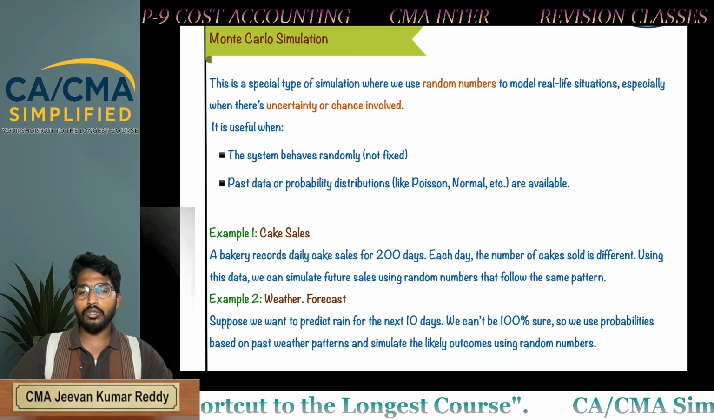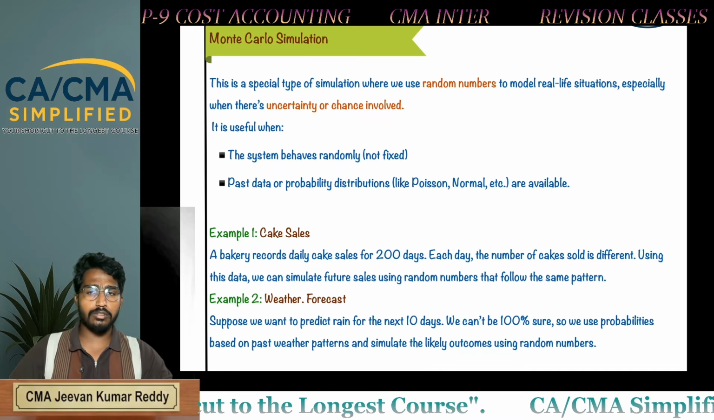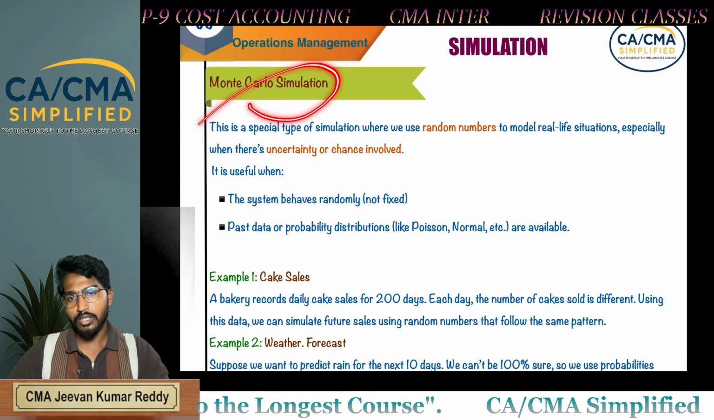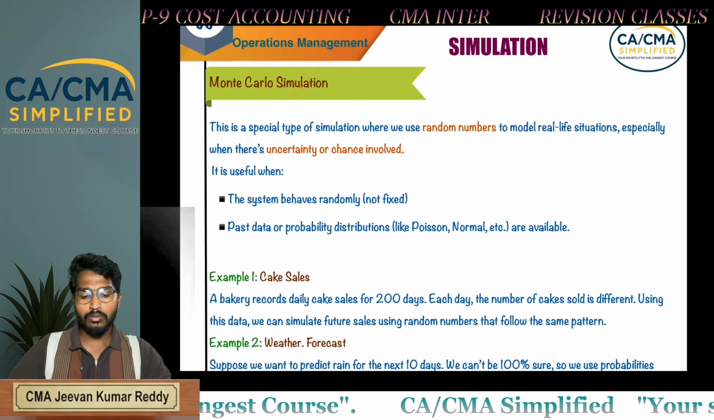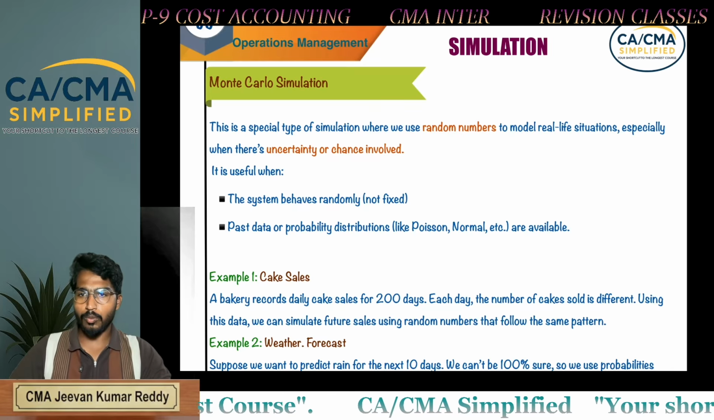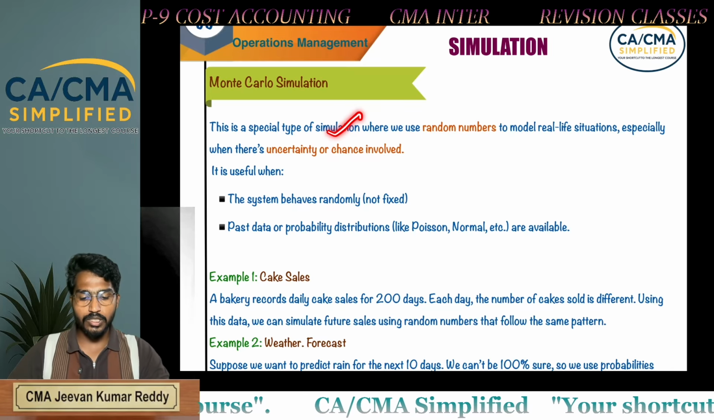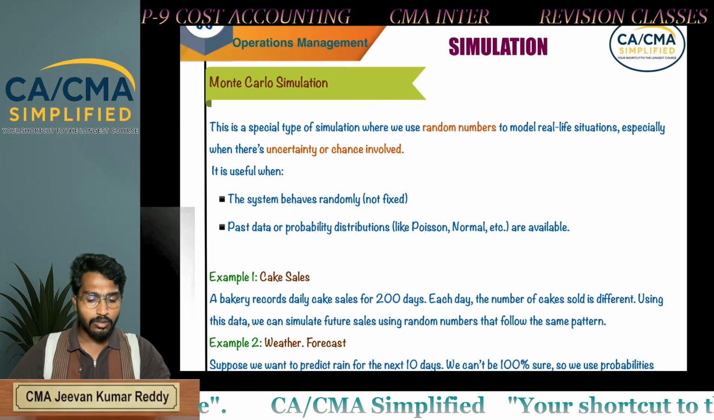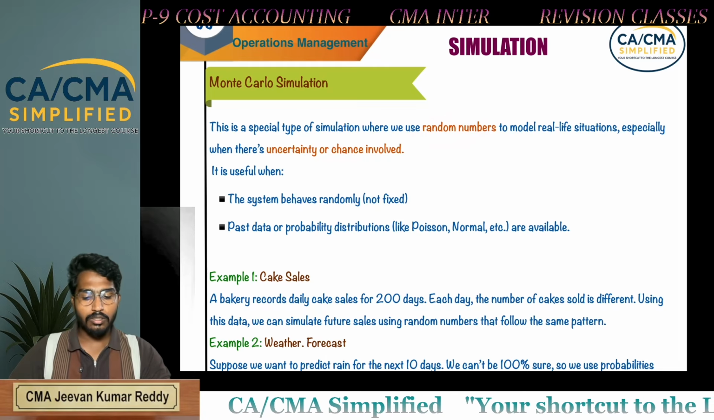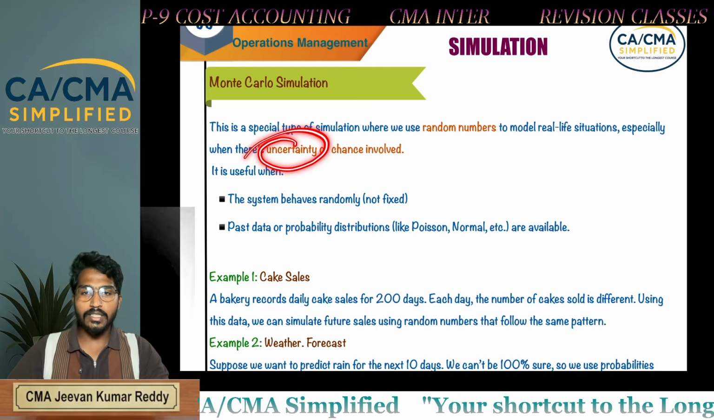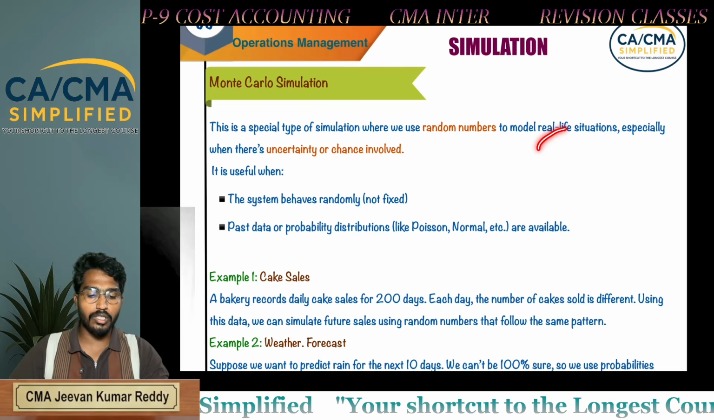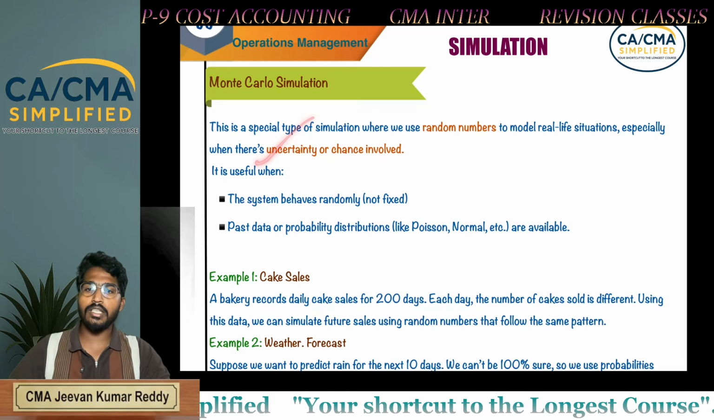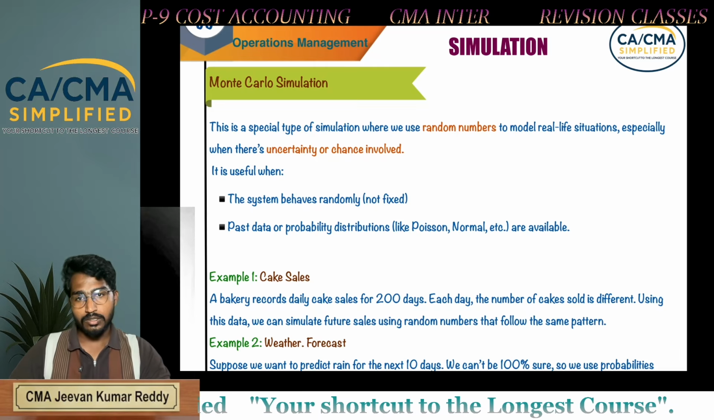Next, we have lot of methods for doing simulation. One of those is Monte Carlo simulation. In our syllabus also Monte Carlo simulation is given as one method. So first, for doing Monte Carlo simulation we need random numbers and probabilities. This type of simulation is used when we have random numbers as well as uncertainty involved. This is a special type of simulation where we use random numbers to model real life situation, especially when there is uncertainty or chances are involved.